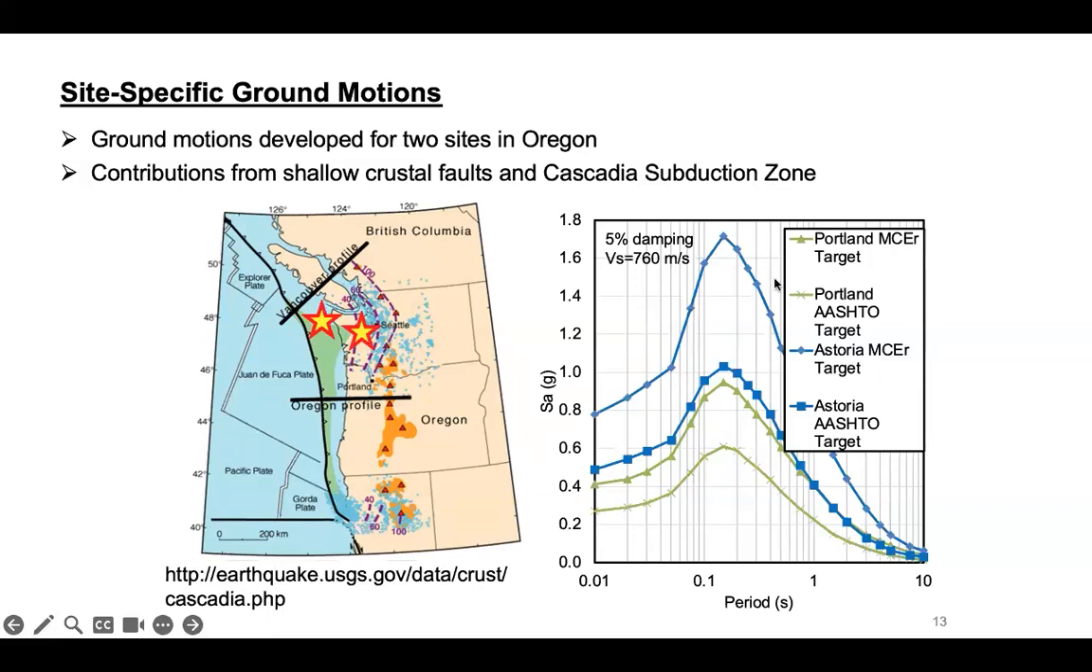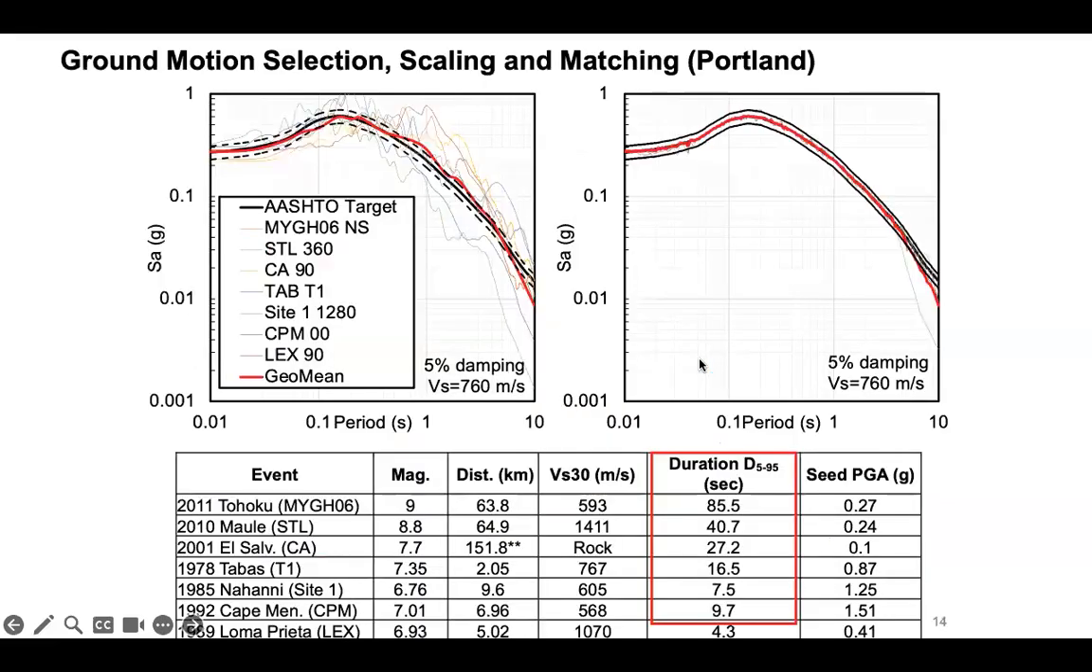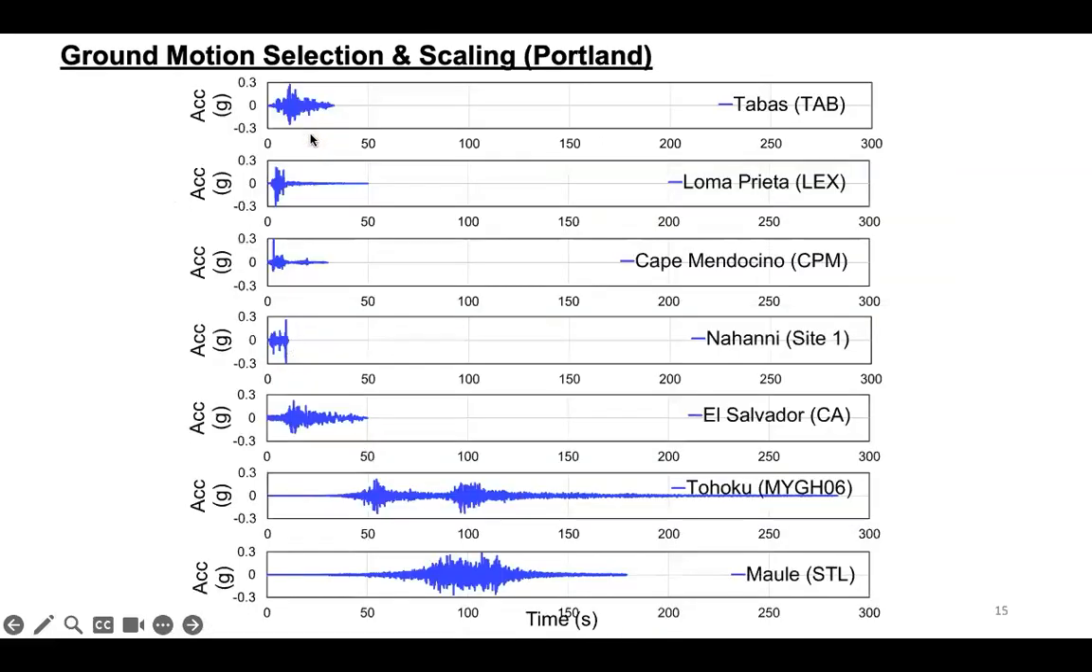We developed the target spectra, selected ground motions, and we spectrally matched them and scaled them to the target spectra. That gave us a suite of ground motions with different durations. You have shallow crustal fault ground motions with short duration, as well as subduction type earthquakes from Tohoku and Maule with much longer duration.